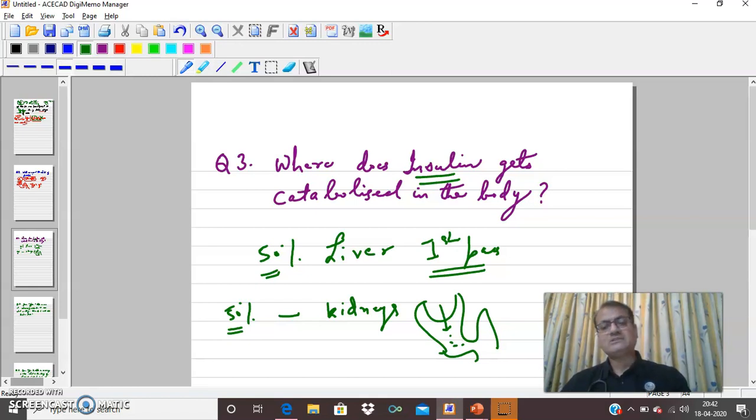So what happens to these proteinaceous molecules over here, that these tubule cells tend to digest, they tend to break down these proteinaceous elements here, and then ultimately the amino acids are absorbed, right? So insulin gets catabolized in the normal kidneys.